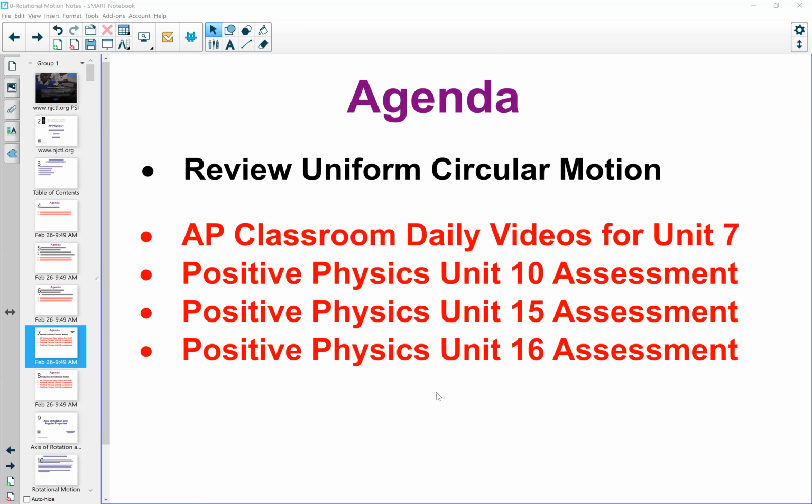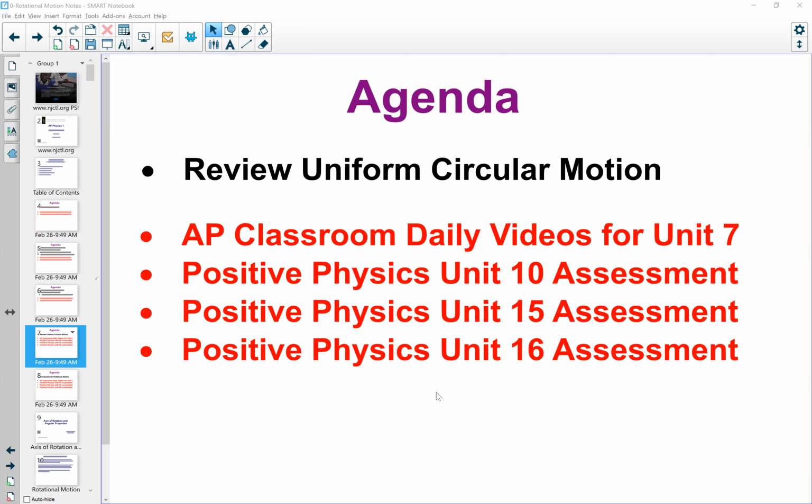And actually, Units 15 and 16 are due close together. One's due on a Tuesday and one's due on a Thursday, basically 2 weeks from now. So you have quite a bit of time in the big picture. And Unit 16 is the smallest of the 3. But Unit 10 is what we've been studying prior to the break, and then what we're kind of reviewing today, and that is uniform circular motion.